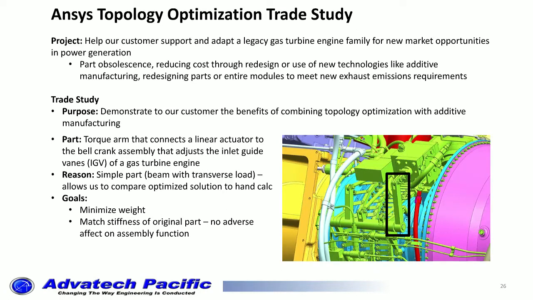Another task was to reduce costs, either through redesigning parts or using new technologies like additive manufacturing. And we also had to redesign parts or entire engine modules to meet new exhaust emissions requirements. As part of that project, we had already transitioned some parts over to additive manufacturing. One part in particular was the combustor swirlers, which helped mix the air and fuel mixture in the combustor.